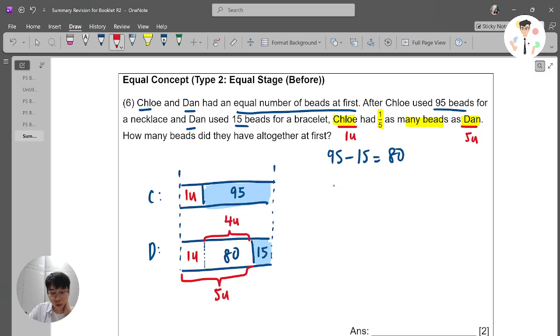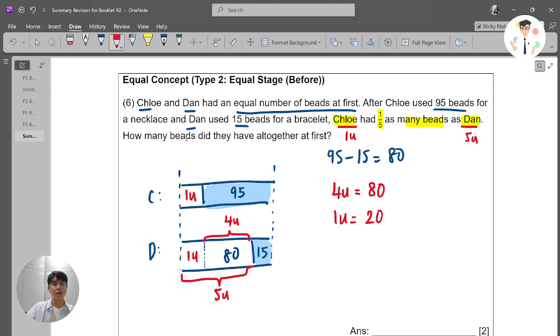So you're supposed to write 4 units equal to 80. Now, some of you write 5 units as 80 because you forgot that you're supposed to minus this part. This is something you need to be very careful about. Now, if 4 units is 80, 1 unit is 20. And once you find 1 unit, then everything is easy.